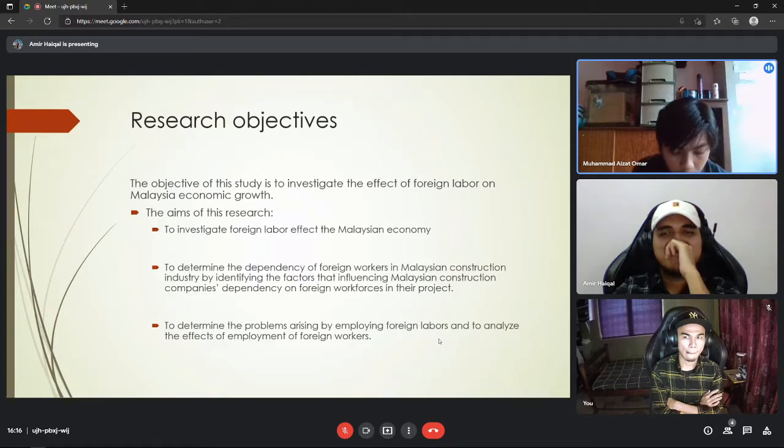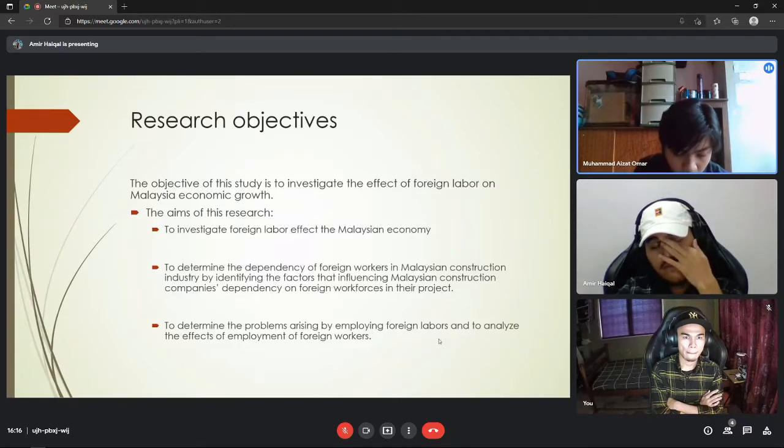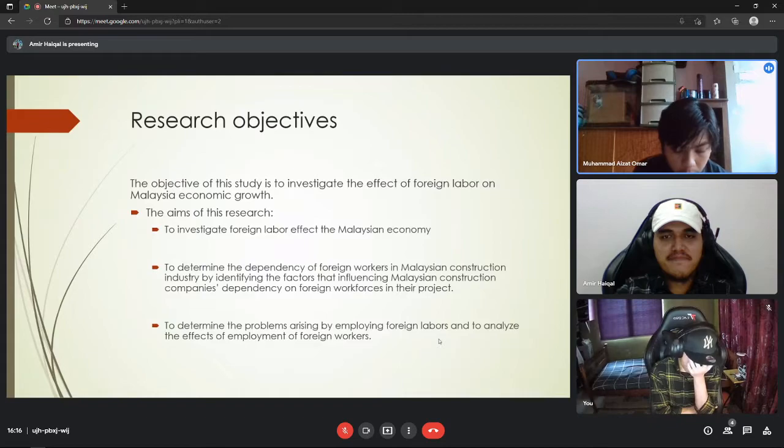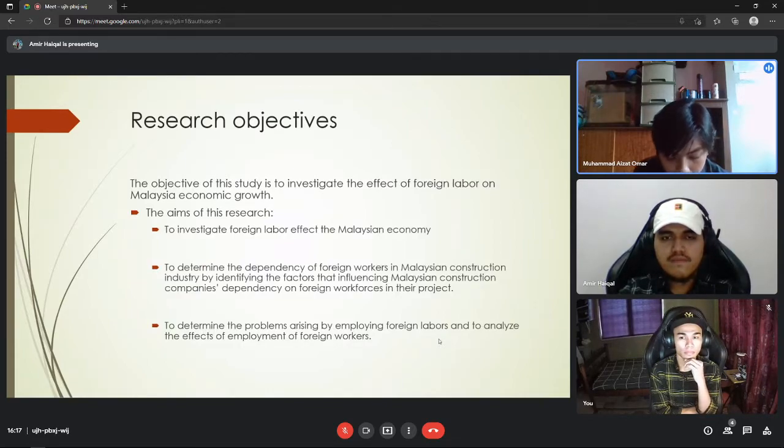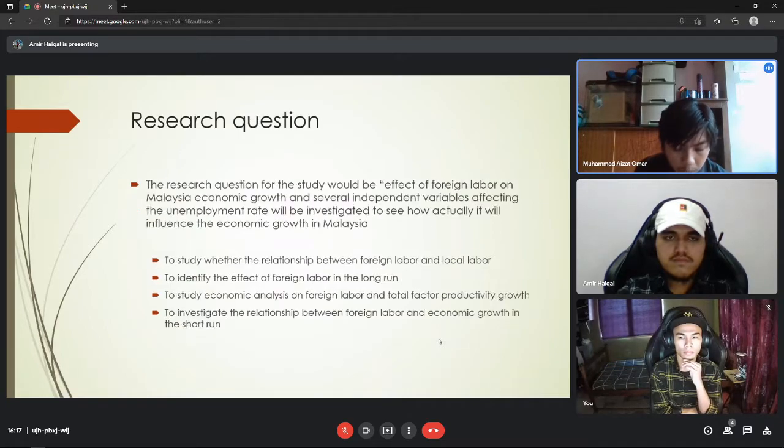The objective of this study is to investigate the effect of foreign labor on Malaysia's economic growth. The aim of this research is to investigate how foreign labor affects the nation's economy. The second one is to determine the dependency of foreign workers in the Malaysian construction industry by identifying the factors influencing the nation's construction companies' dependency on foreign workforce in their projects. The third one is to determine the problems arising from employing foreign labor and to analyze the effect of employment of foreign workers.